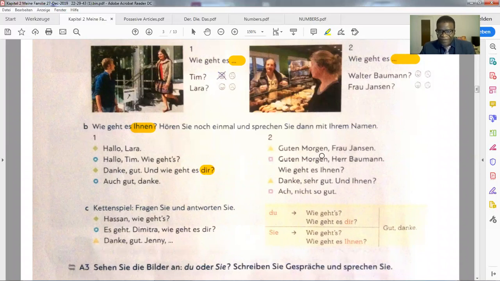Yes. Now let's go to photo three. Good morning, Frau Jansen. Already you are seeing Frau. This type of address, Frau. Just know that this is formal. Okay. Herr for men, H-E-R-R. Okay. Also, it's going to be formal. Guten Morgen, Herr Baumann. Wie geht es Ihnen? Danke sehr gut. Und Ihnen? Ach, nicht so gut.